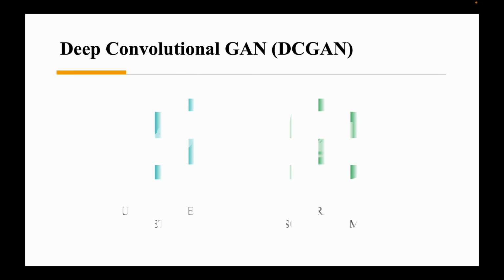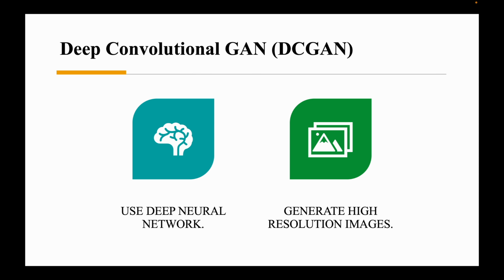Deep convolutional GAN, that is DCGAN. This uses a deep convolutional neural network for better image generation. They are popular for generating high resolution and realistic images.